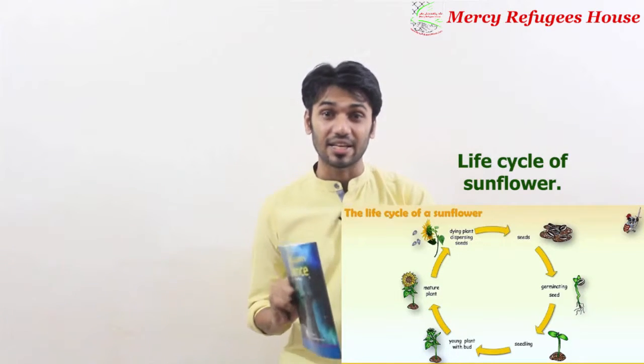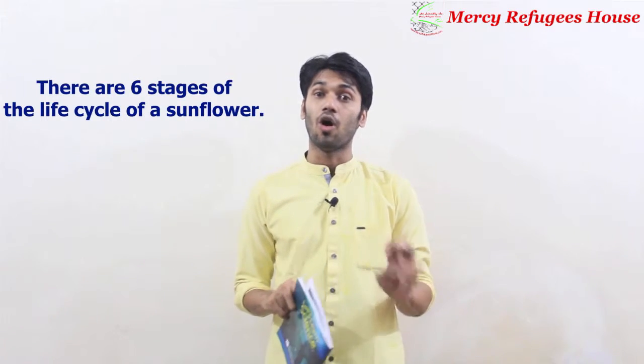Okay, so you tell it to the students. Once you have told the whole thing as a story, as the life cycle of the sunflower plant, then you move to the explanation. And what you do, you tell them there are 6 stages of the life cycle of a sunflower. How many stages do we have? 6 stages. What are these stages?